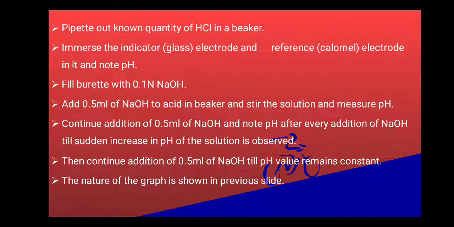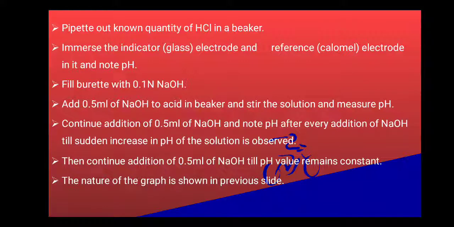And the procedure that I have just told you is: pipette out a known quantity of HCl in a beaker, and immerse the electrode. We say the electrode used is a glass electrode and the reference electrode is a calomel electrode, but nowadays a combined electrode is available and this is used as the pH electrode. Fill the burette with 0.1 normal NaOH solution, add 0.5 ml of NaOH, that is the base, to the acid in the beaker and stir the solution.